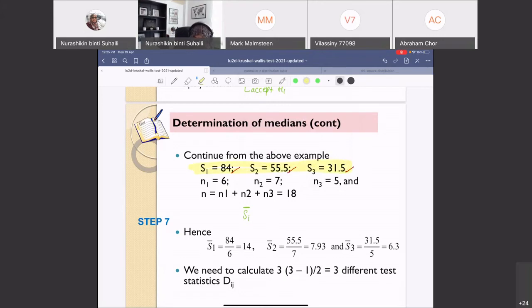To find the average, you divide by the sample size. For S1, 84 divided by 6 is 14. S2 is 55.5 divided by 7, which is 7.93, and S3, 31.5 divided by 5, you get 6.3. You should get the average value for all the samples. Okay, so what's next?